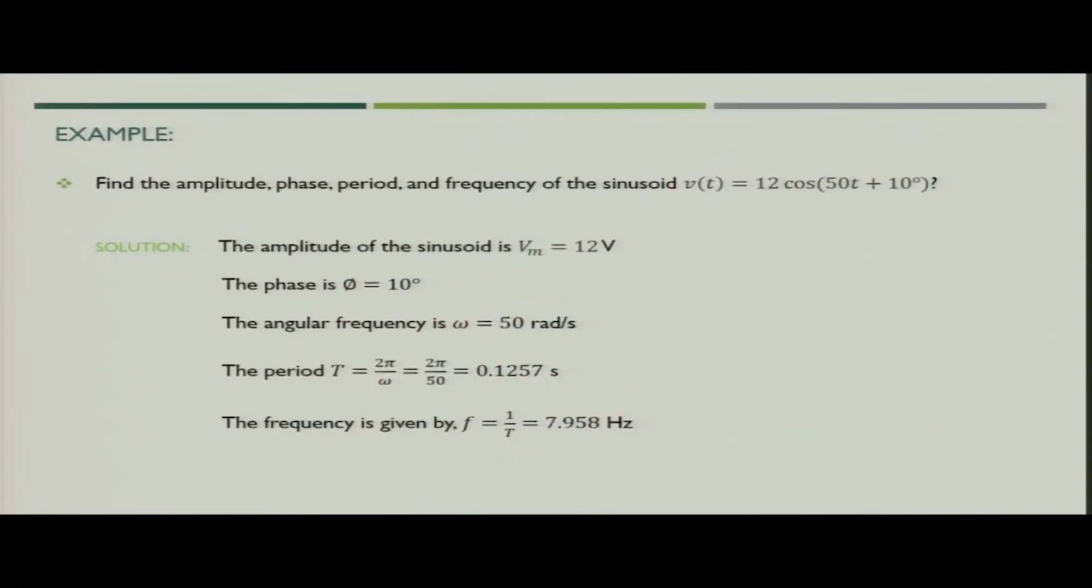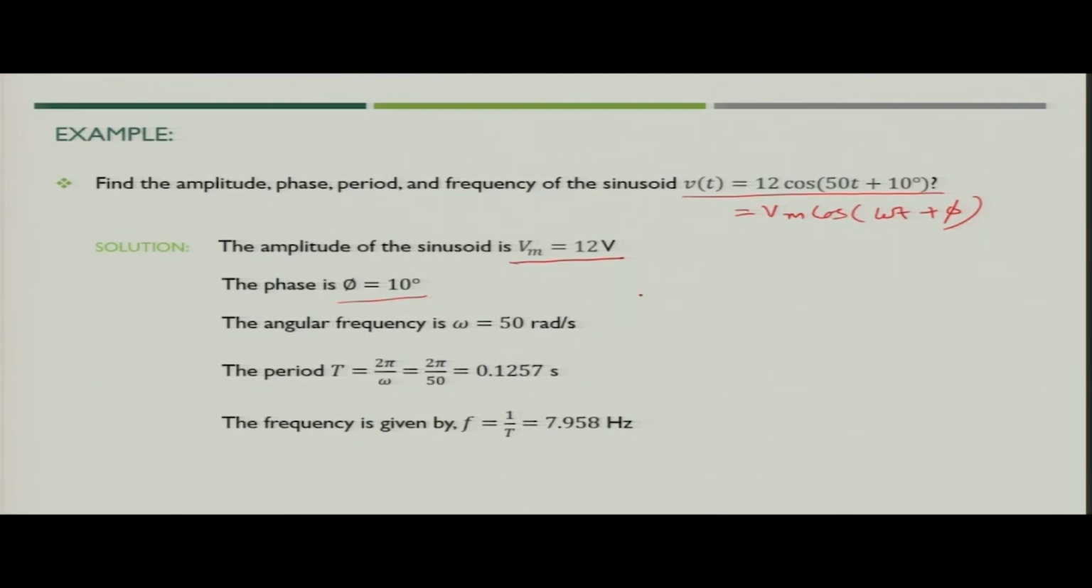Now, let us take a few examples so that you can better understand the concepts of sinusoid. Let us take the example of one sinusoid, v(t) equal to 12 cos(50t plus 10 degrees). Now, you can easily compare this with Vm cos(omega t plus phi). When you compare, you will come to know that Vm is nothing but 12 volts, because V is measured in volts. Then what is the phase angle? The phase angle would be 10 degrees, positive.